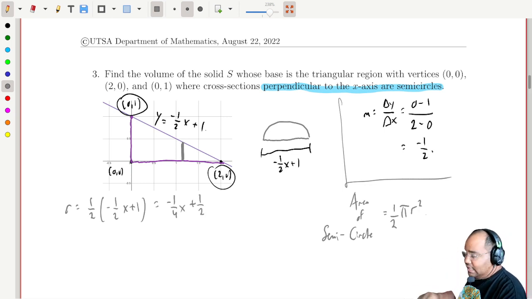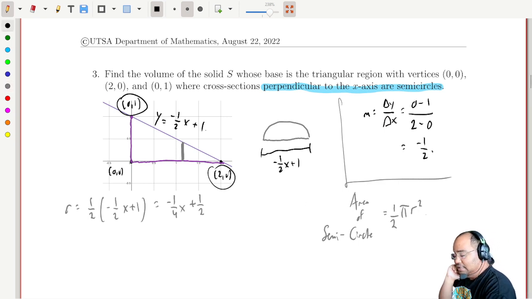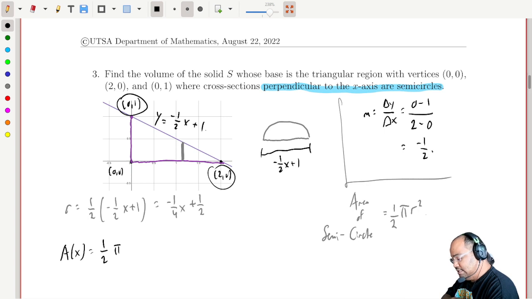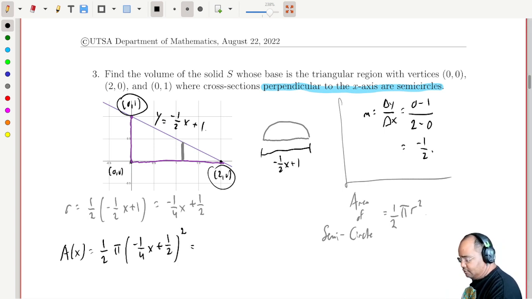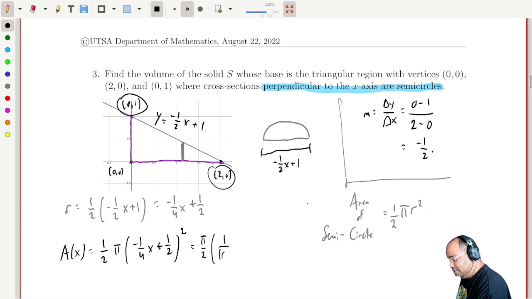Okay. And now I have everything I need to figure out the area function. So the area of one of my cross sections here, because it's a semicircle, we're going to take half. We'll have half of pi times my radius squared. We take that thing that we did above and square it. And let's go ahead and multiply it out. So 1/2 pi, that's just pi over 2. Now when I multiply out the inside, I get 1 over 16 x squared.